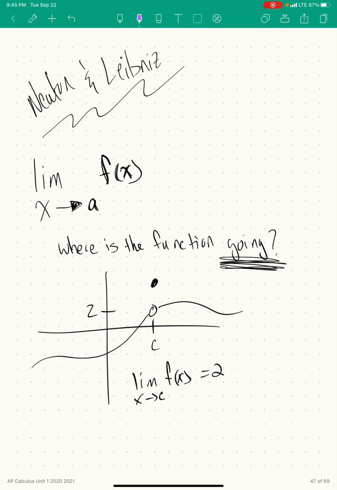So, in the picture that you see here, whether you're traveling from the left or traveling from the right, this limit exists because it approaches a height of 2 from either direction. And therefore, the limit as x approaches c of f of x would equal 2, even though the function value, f of c, is clearly not the same value.